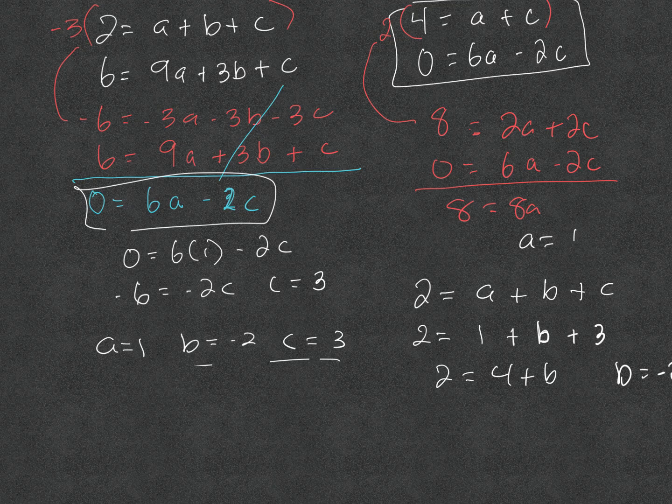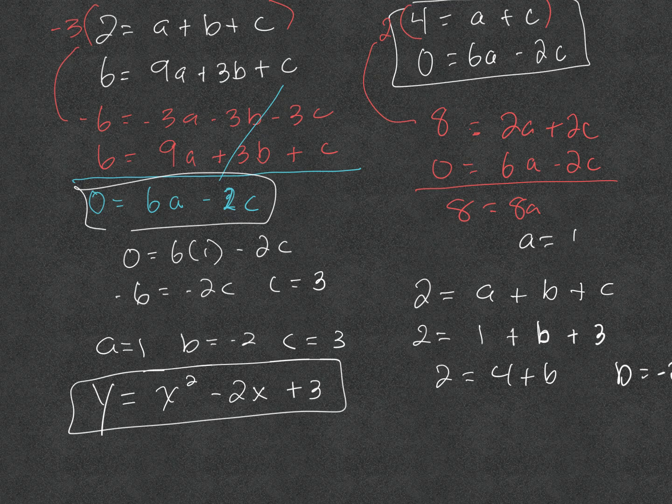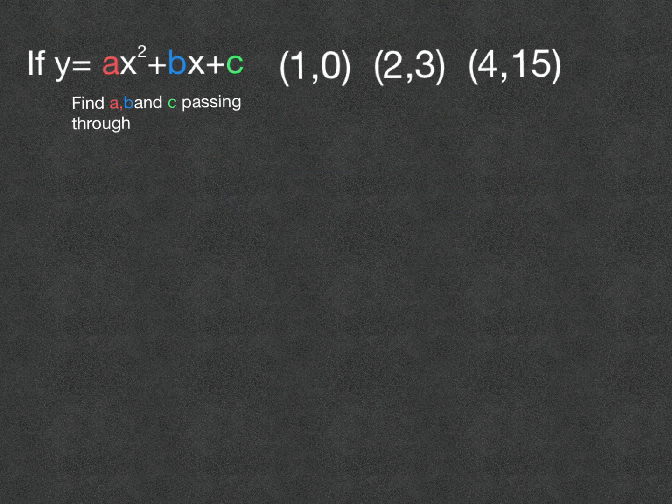So I have y equal to, a is 1, so I have x squared, b is -2, minus 2x, and c is equal to 3, plus 3. There we go. Voila. Let's try the next one. Okay, last problem. I'd like you to try this on your own. If y is equal to ax squared plus bx plus c, find a, b, and c passing through these 3 points.